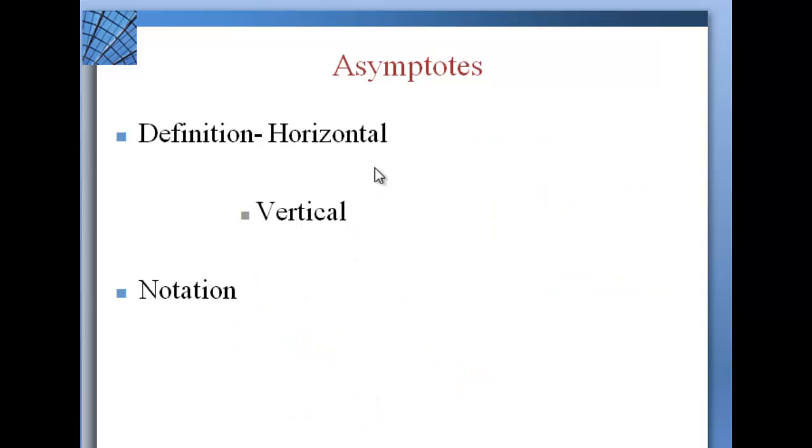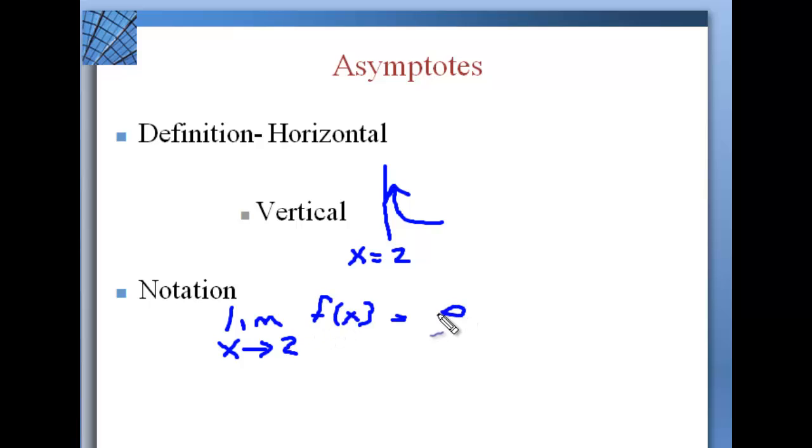For the vertical asymptotes, let's say this line is at x equal to 2. So we would say that the limit as x approaches 2 of this function is infinity. So as we get closer and closer to 2, our f of x, or our y value, is getting bigger and bigger and approaching infinity.